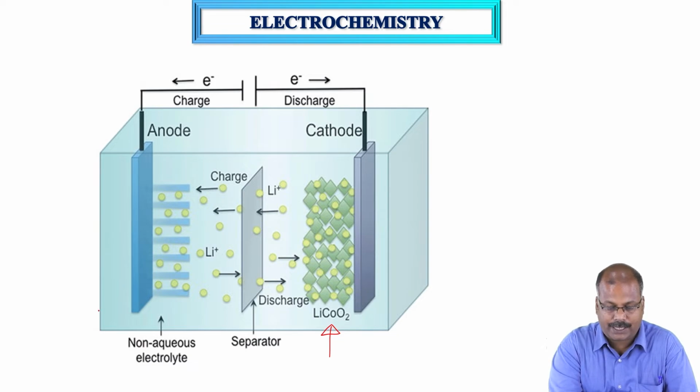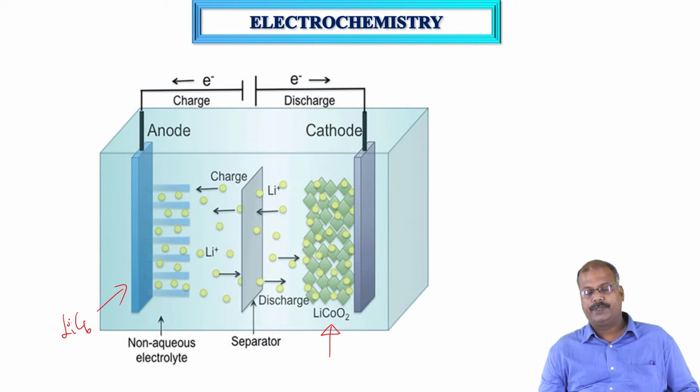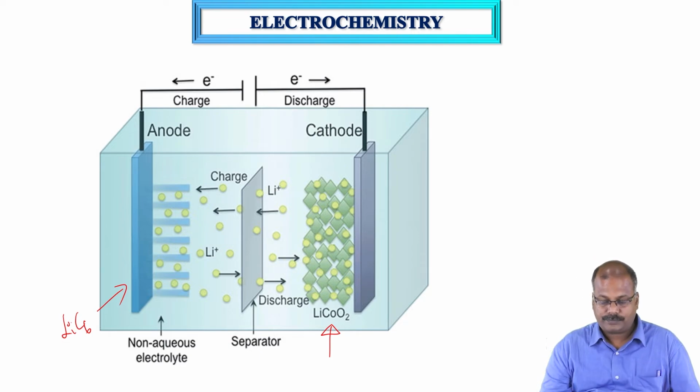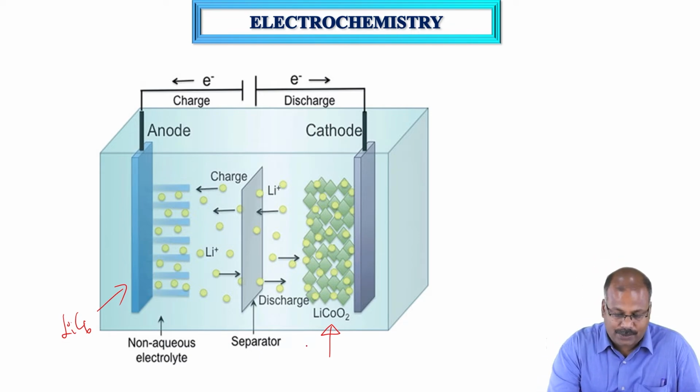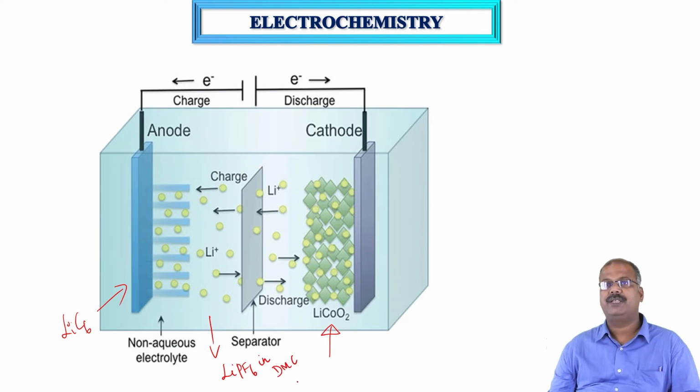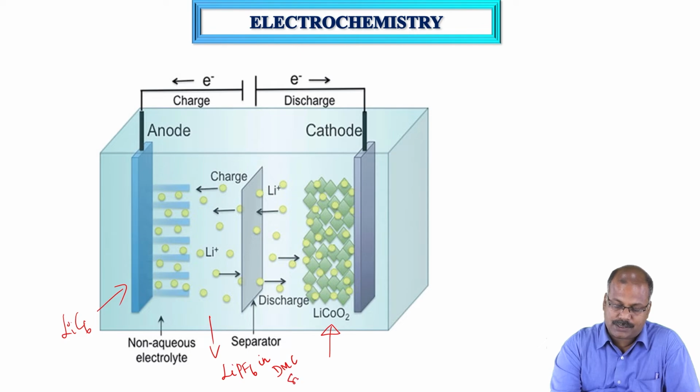Okay, so this is the anode, this is the cathode, lithium metal oxide cathode, lithium cobalt oxide cathode. This is the anode, lithiated carbon LiC6. This is a non-aqueous electrolyte. So we have seen that it is LiPF6 in dimethyl carbonate solvent, DMC.